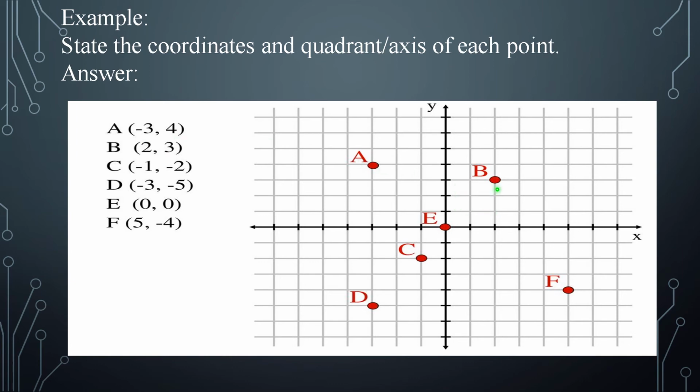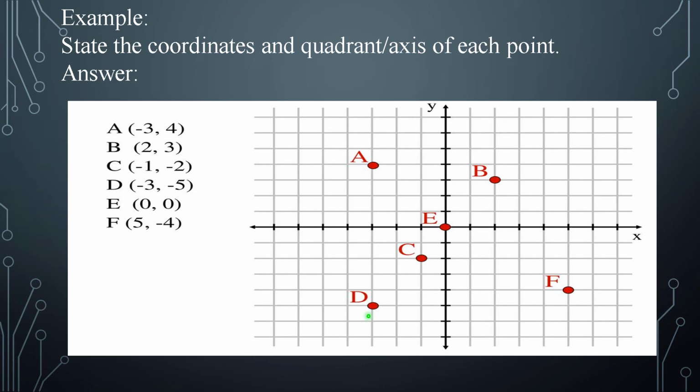Next, let's have B. As you can see, B lies at the x-coordinate 2 and y-coordinate 3. So this point has coordinates 2 and 3. Of course, E is at the origin. This one, E, is 0, 0. Again, the origin has coordinates 0 and 0. Let's have C. For C, the x-coordinate is negative 1, and then the y-coordinate is negative 2. So you represent C as negative 1, negative 2.